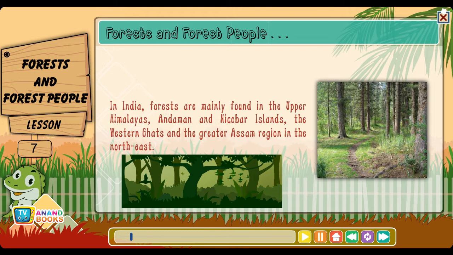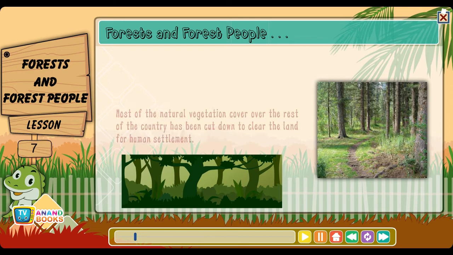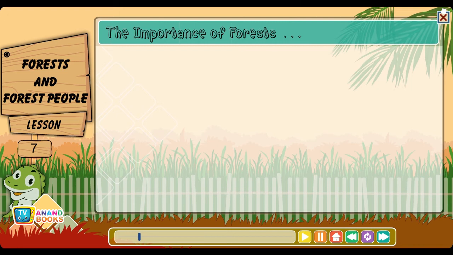Small remnants of forests are found in Odisha, Madhya Pradesh, Jharkhand and in the hilly and mountainous regions of the country. Most of the natural vegetation cover over the rest of the country has been cut down to clear the land for human settlement. The importance of forests.